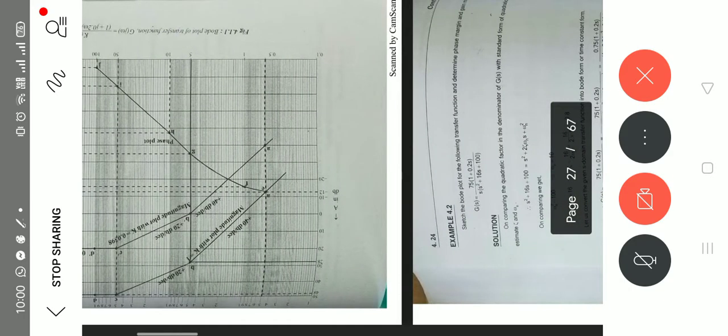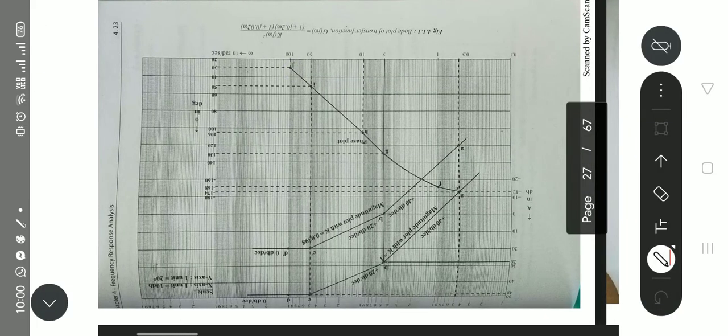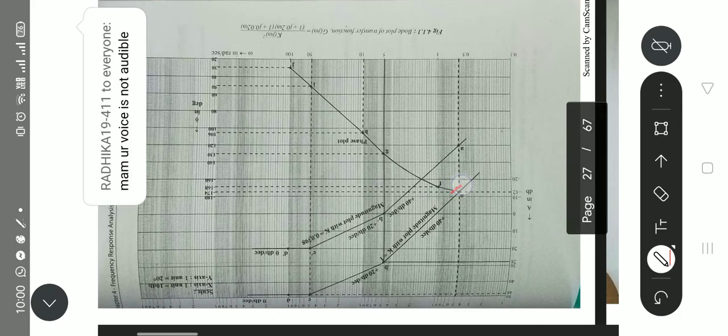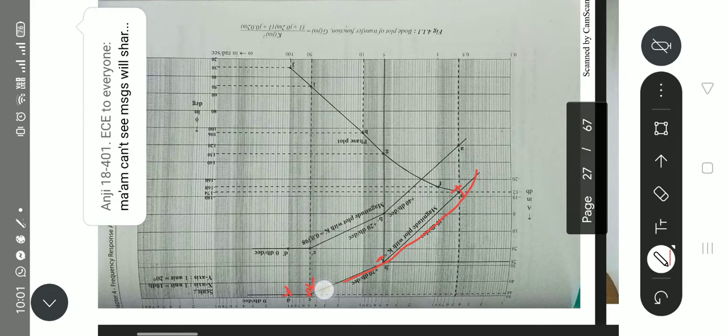So I am taking first 0.5 here, 0.5 minus 12 dB here. Next, 5 is 28 dB. Next, 50 is 48 here. Next, 100 is 48 here. Okay, after pointing the points, then draw the magnitude. This is the magnitude plot.